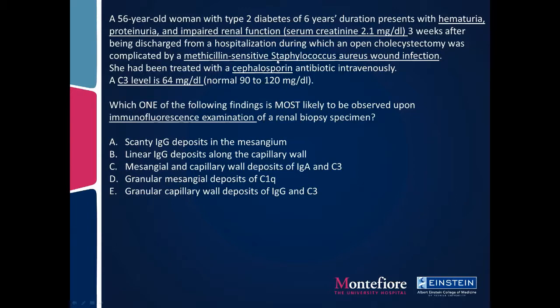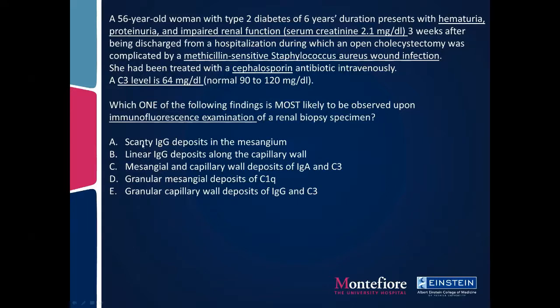So this is somebody that has post-infectious GN, right? You could also think that she could have an AIN as well because she was given a cephalosporin. But the fact that she has a low C3 level tells you that this is a post-infectious GN. Patients with AIN don't have a low C3 level. And what would you see on immunofluorescence microscopy? You're going to see the granular capillary wall deposits of IgG and C3, right?